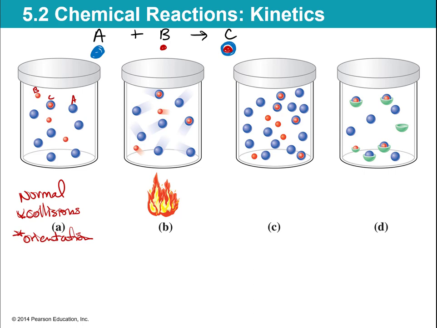How is this reaction affected by what? Heat. So in this one, I'm going to add heat. So what do you see happening inside of the jar? What's one thing you see? Do you see how it looks like the atoms are moving faster? The little red dots have kind of a blur behind them. So this is going to increase collisions by increasing the movement of the molecules.